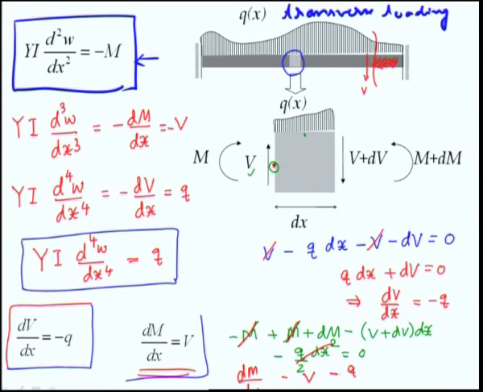So, that itself will be equal to 0, which implies dm by dx is equal to v. Okay, dm by dx equal to v. So, we have neglected dx square quantity because that is very small, and then we divide by dx, dm by dx, and dv dx also we neglected. So, we get this quantity to be dm by dx equal to v, which is this relationship.